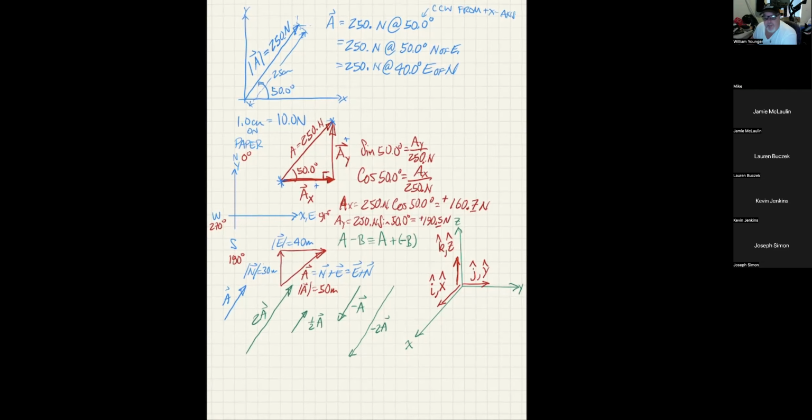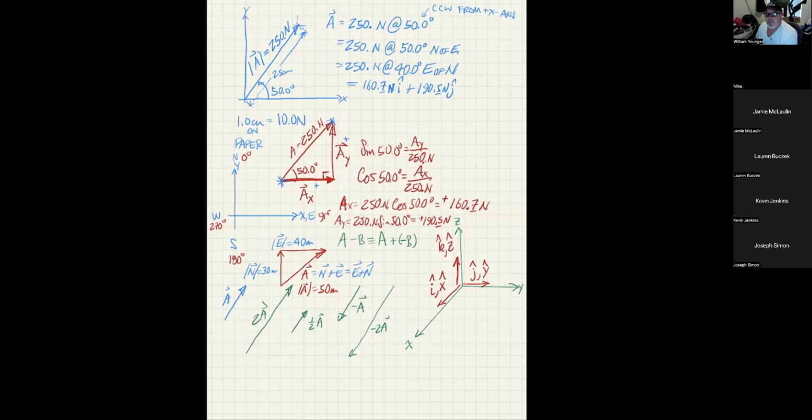Okay, so now I have my components of the vector A. So that gives me yet another way to write my vector A. I can say my vector A is 160.7 newtons I hat plus 190.5 newtons J hat. Now I could also put parentheses around the whole thing and just leave the units off until the very end, and that would be acceptable as well.